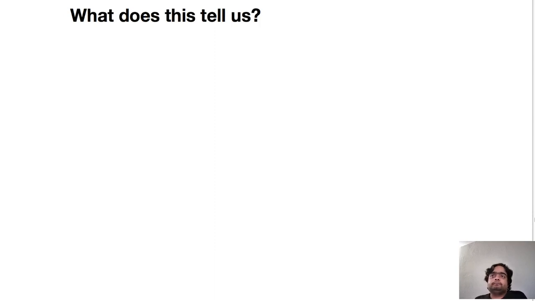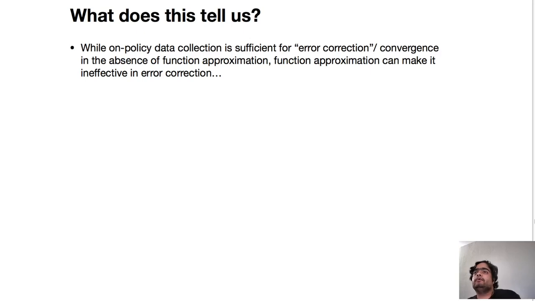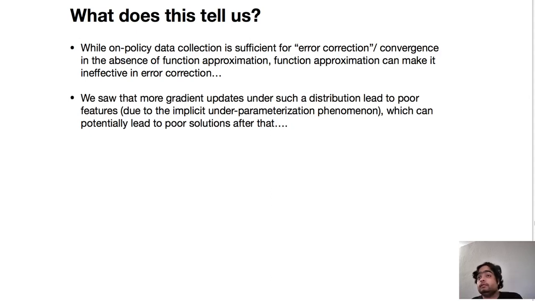So what does this tell us as a whole? It tells us that on-policy data collection, while it is sufficient for error correction or convergence in the absence of function approximation, and that's what the Deadly Triad stuff tells us, so if you have on-policy data collection you should be good enough, can be ineffective in error correction when you have function approximation. The reason for this ineffectiveness is that it may not be able to correct the source of incorrect target Q values in the MDP, and that may lead to poor performance on other states, which are actually more frequent. We also saw that more gradient updates under such a distribution may lead to poor features, because if you end up doing more and more gradient updates on the same data, due to the implicit underparameterization or rank collapse phenomenon that we saw, or due to overfitting, you may just find poor solutions. And this, combined with the fact that you are using a wrong distribution for updating your Q function, may just exacerbate the whole issue.